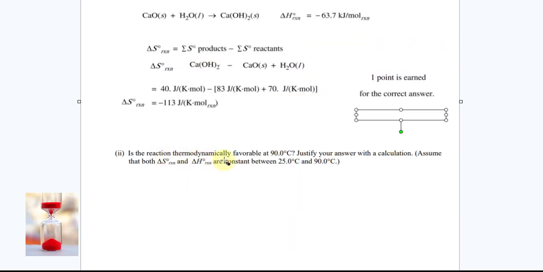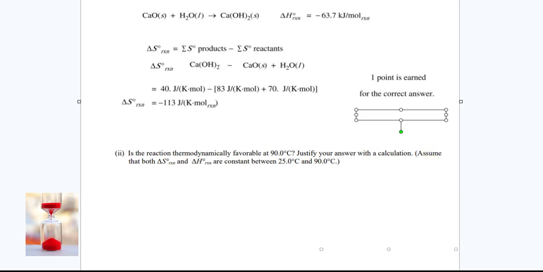Is the reaction thermodynamically favorable at 90 degrees Celsius? Justify your answer with a calculation, and you can assume that both the change in entropy and enthalpy are constant in this temperature range.